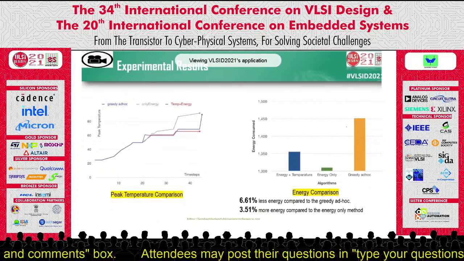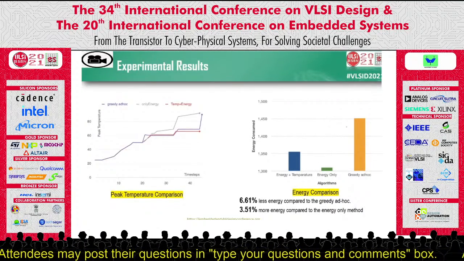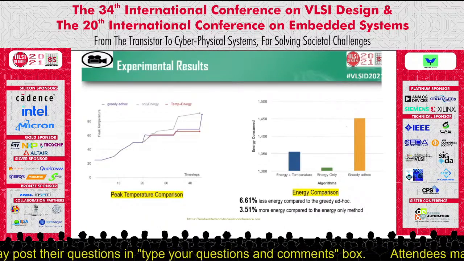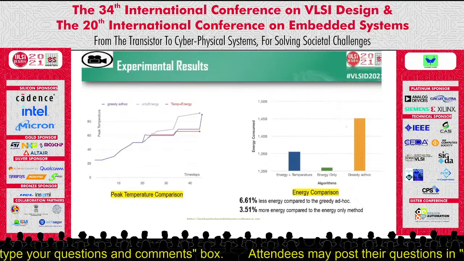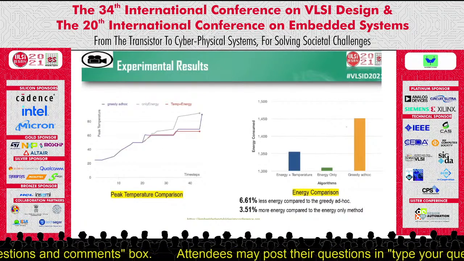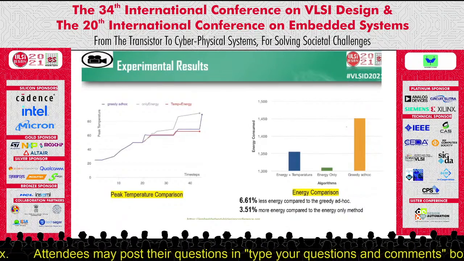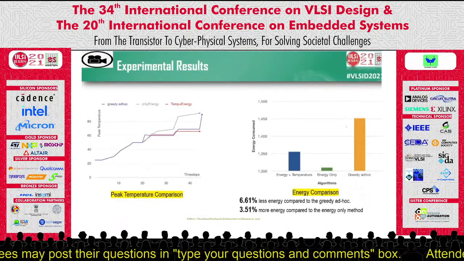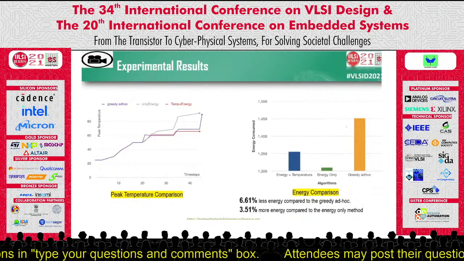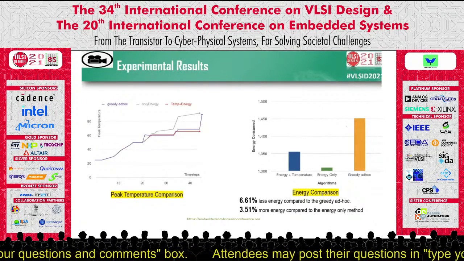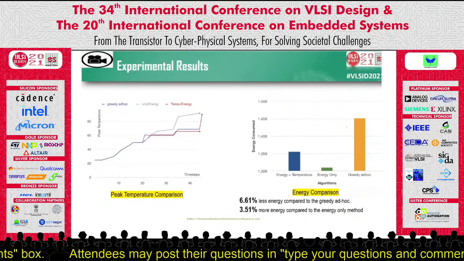Looking now at the bar graph on the right side, we perform an energy consumption comparison for the same set of execution. We observe that our approach consumes 6.61% less energy as compared to greedy ad hoc scheduling, while 3.51% when compared to that of purely energy saving focused algorithm. Thus, we can say that our algorithm can avoid the temperature hotspots with a minor energy consumption overhead.